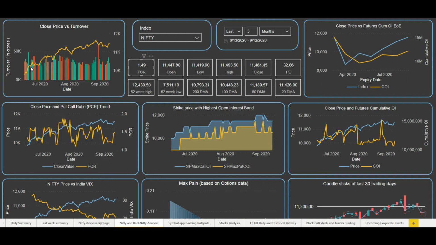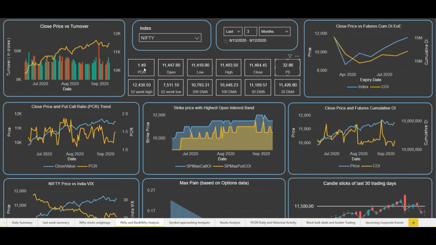Now let's start with the second box. It shows us the open price on the last trading day. Then we have the low price, high price, close price, and the PE ratio. This is already given by the market. PE ratio means the price earning multiple. Right now the Nifty PE ratio is 32.86, which is generally considered quite high, above 30.